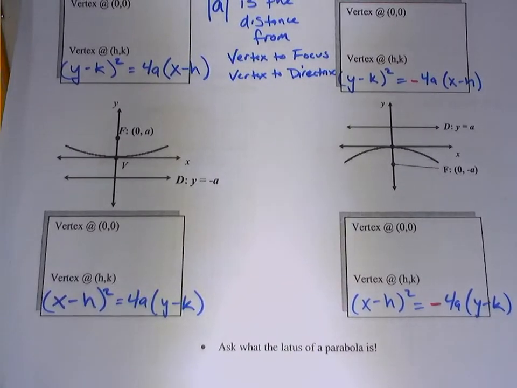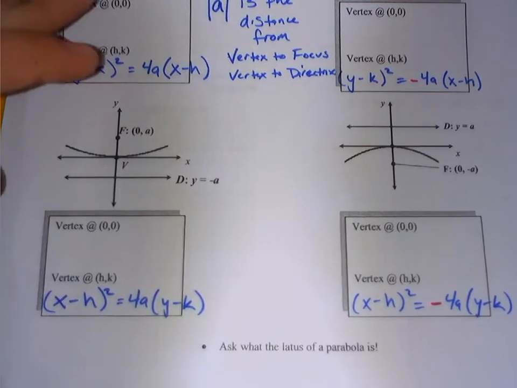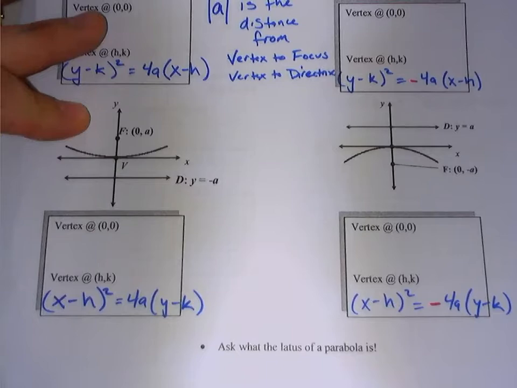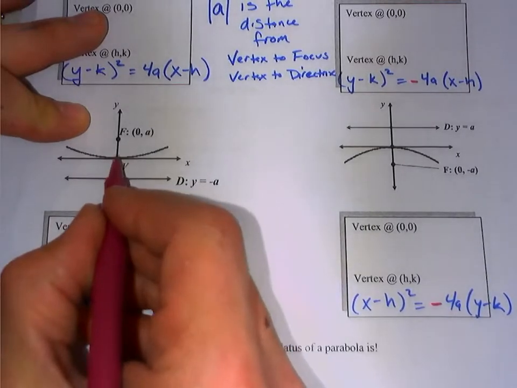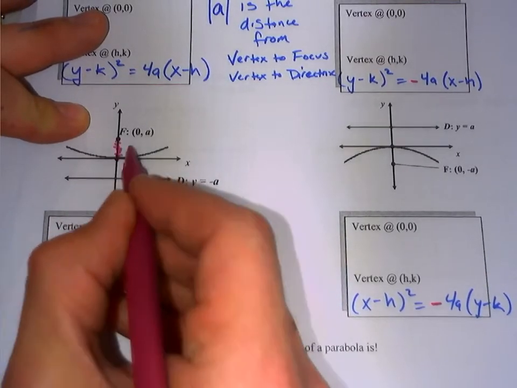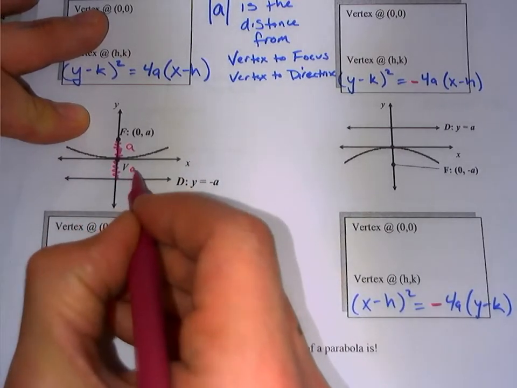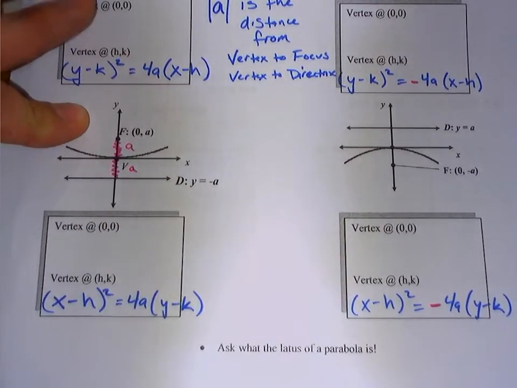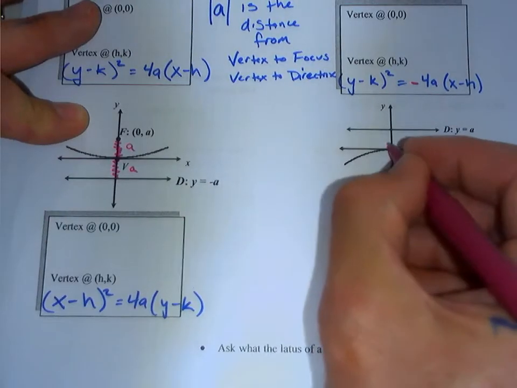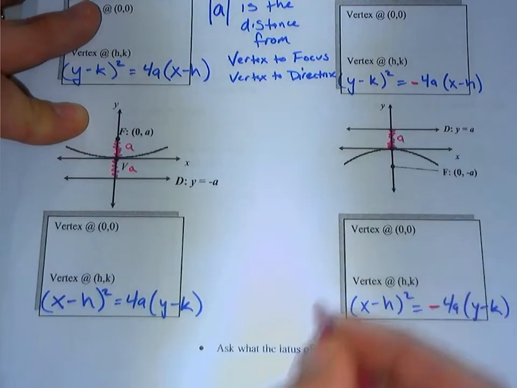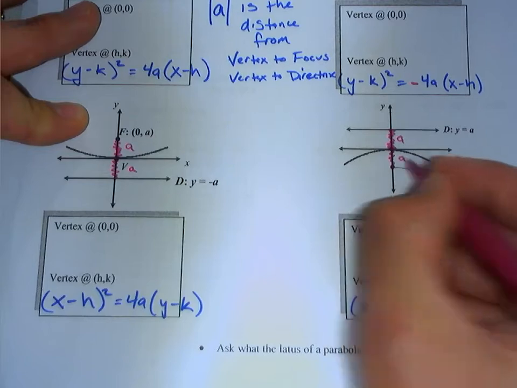Okay? And then just to make sure you understand what the a value is, guys, a is the vertex to your focus distance, so this would be a. And the vertex to your directrix, that distance is a. Okay, so same thing here. This guy, that's a, and this guy is a.